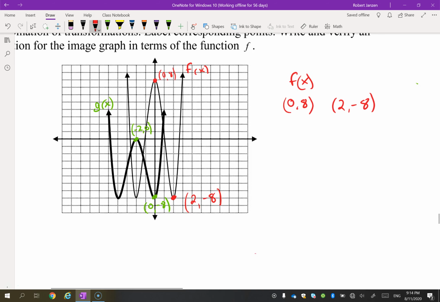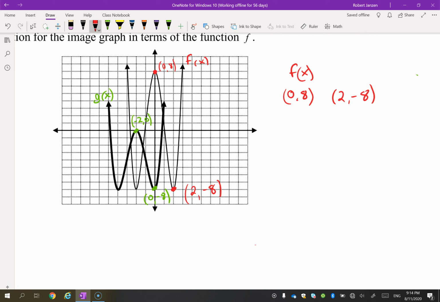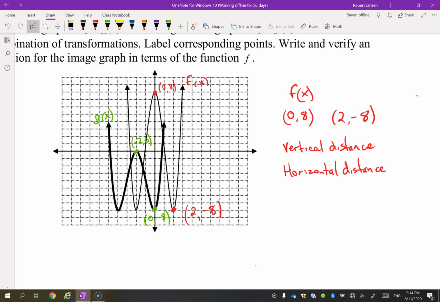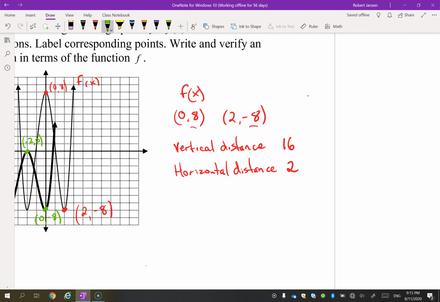Let's look at two things on those points: the vertical distance between the points, and the horizontal distance between the two points. Vertical means y. What's the difference between 8 and -8? That's a vertical distance of 16 units. What's the difference in horizontal? That's 2 units. Let's park that for a second, and now let's look at g of x.